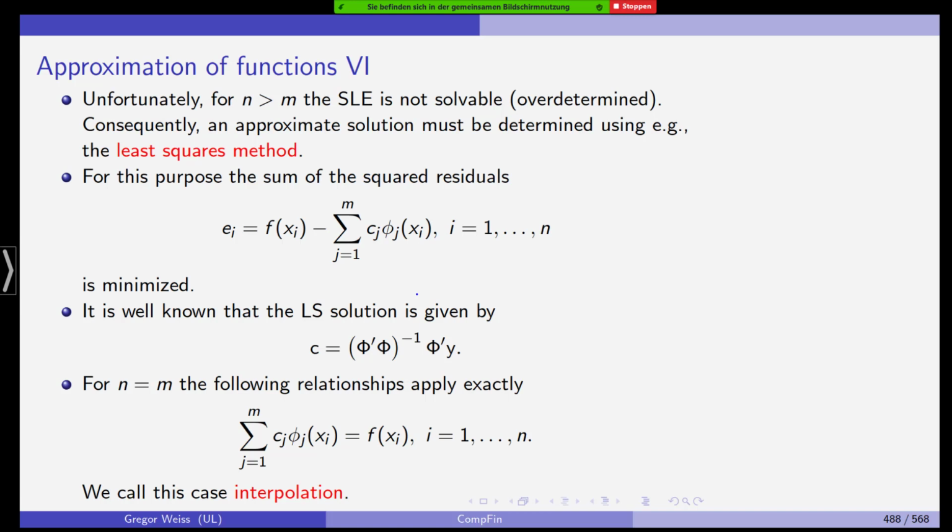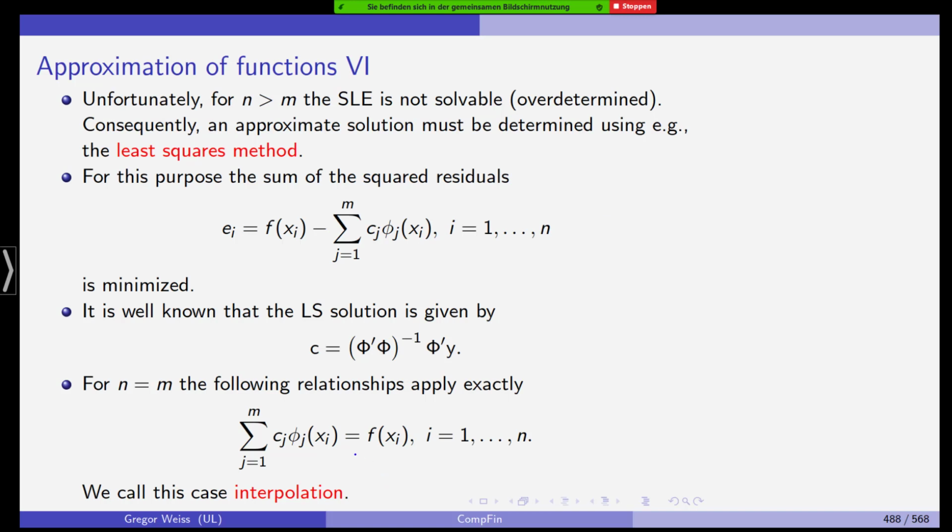So for this purpose, we are looking at the sum of the squared residuals, of the squared errors ei, that is the function value at xi minus the value of the approximating function. And it's well known from statistics, for example, that the least squares solution is given by phi transpose times phi, inverted, times the transpose of phi times y. If we have n nodes and m basis functions, actually we get the following relation.